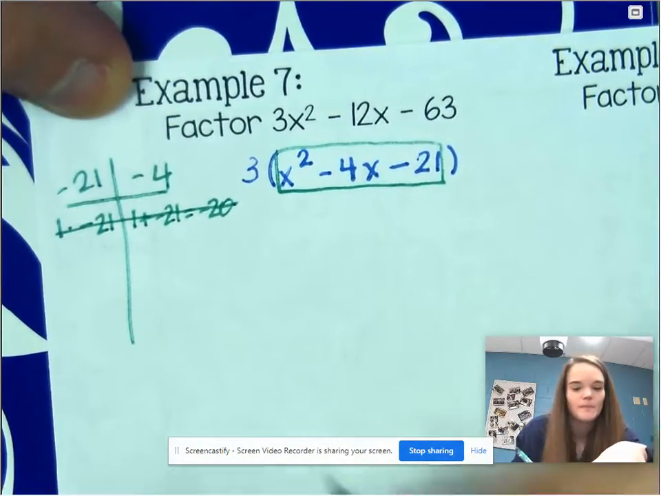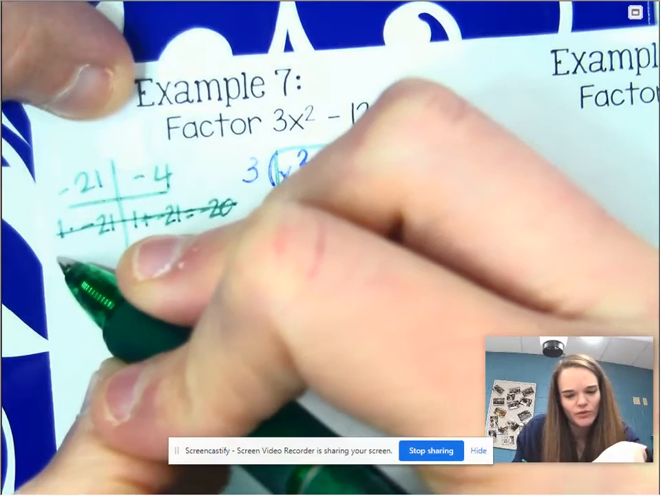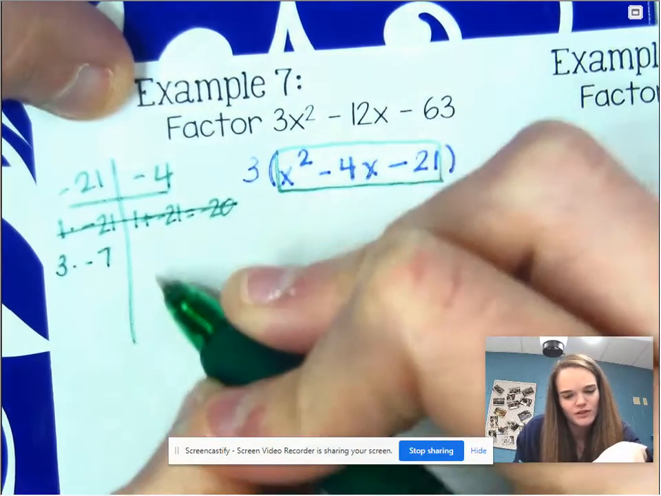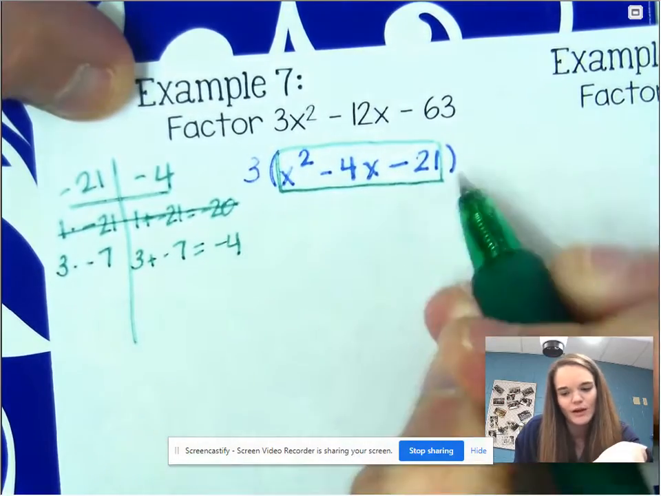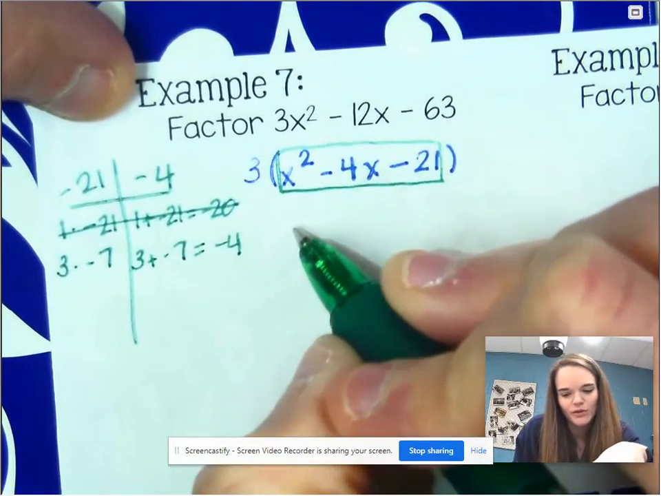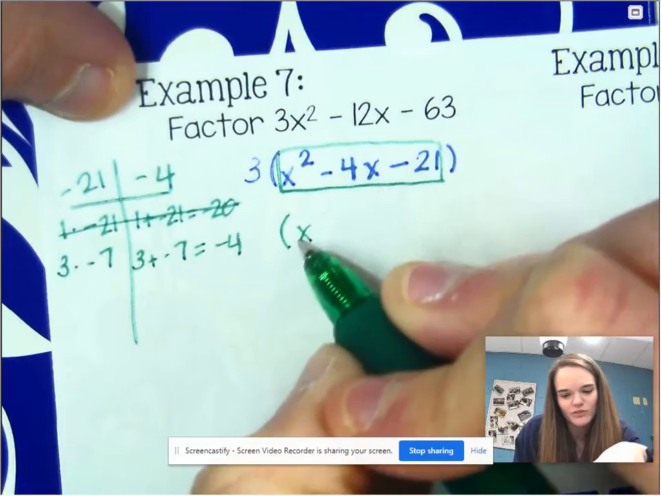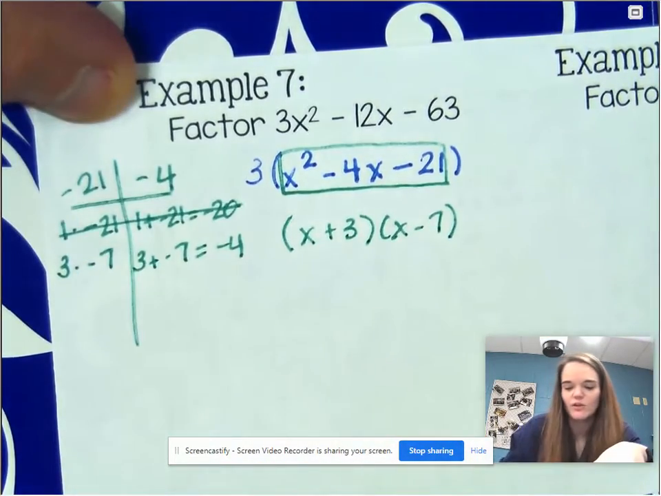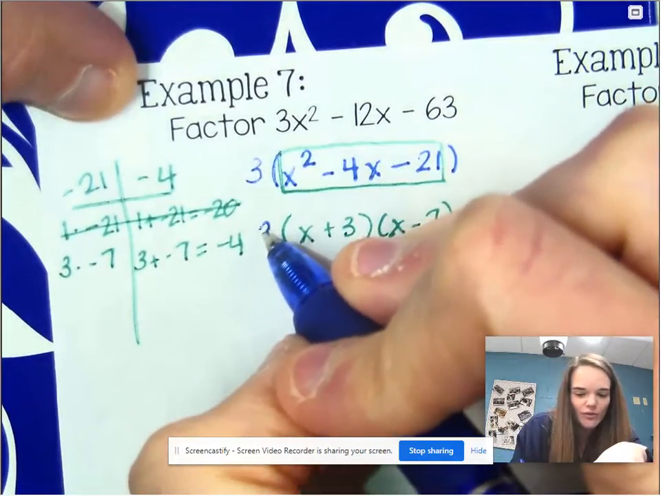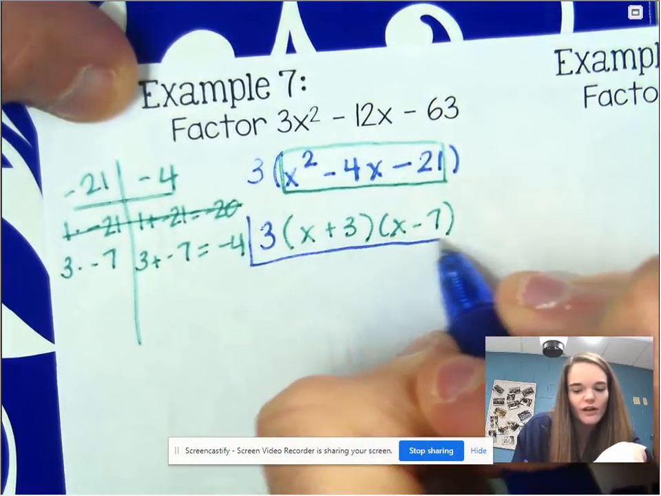That doesn't work. 3 times negative 7. Negative 4. That works. So remember, we just write these factors as x plus 3, x minus 7. The only difference is we now need to bring the 3 down in front, and there is our answer.